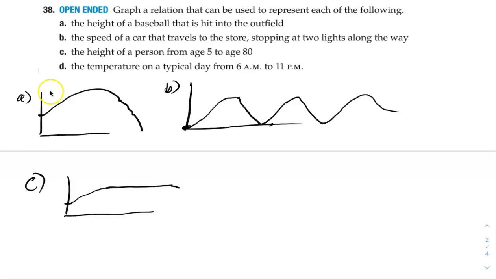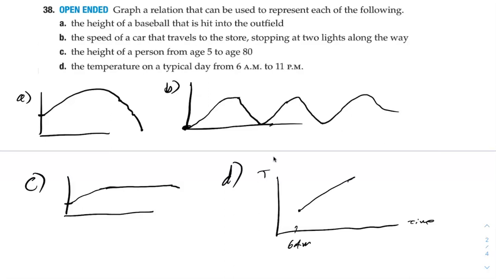So something like that. D, the temperature of a typical day from 6 a.m. to 11 p.m. So this would be temperature, and I probably should label these, and this would be the time. So here's 6 a.m. Who knows what the temperature is, but eventually it gets hotter, especially in California, and then at some point it cools down again. So something like that. And that's this worksheet.